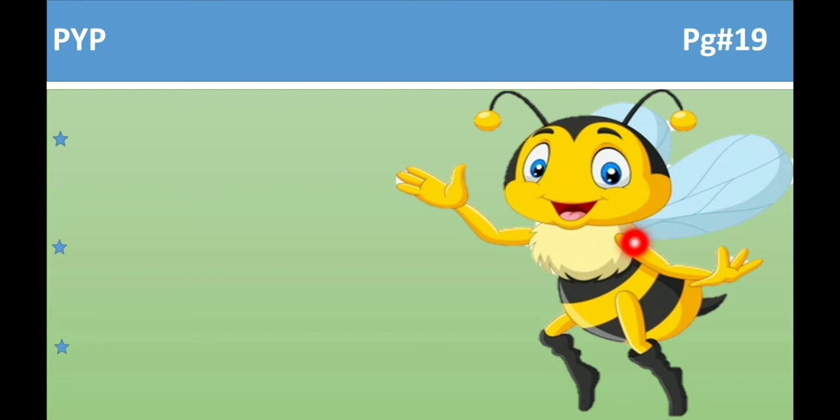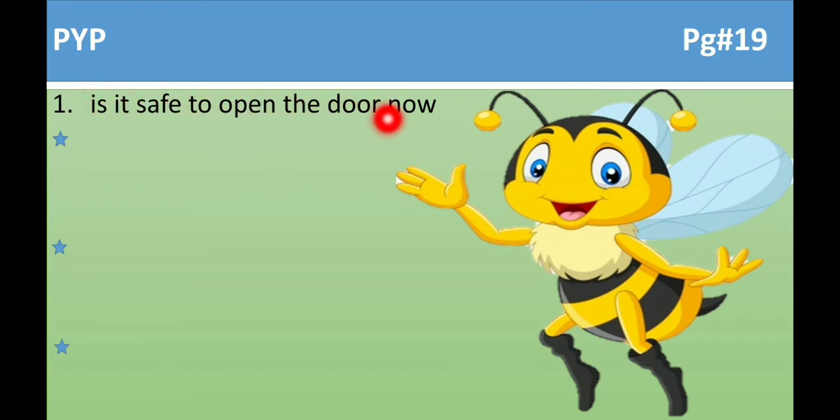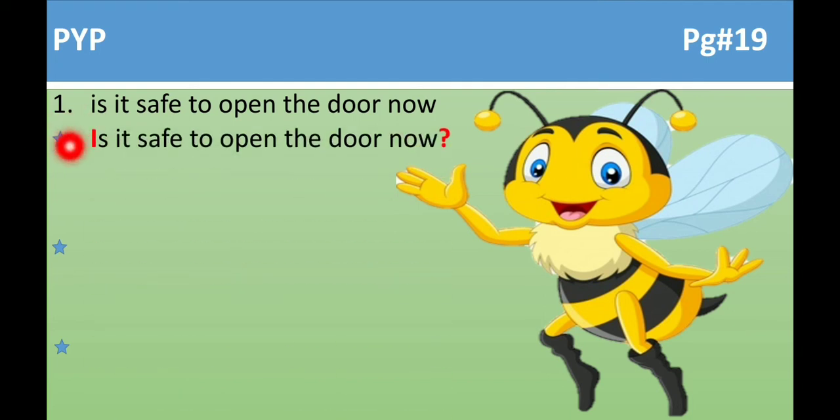Let's see the sentence 1. Is it safe to open the door now? What is this? What do you think? Is this an exclamation or a question? It is starting with a helping verb, is. So it is a question. First of all, we will make I capital. Is it safe to open the door now? Question mark.